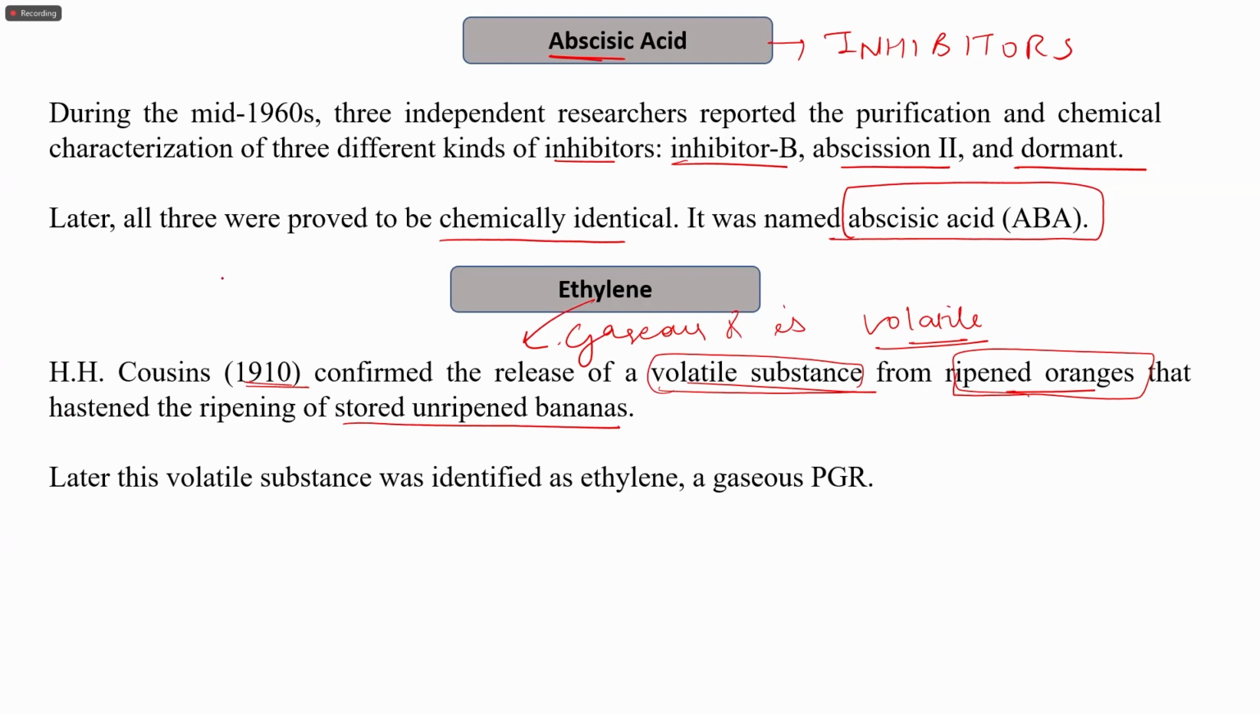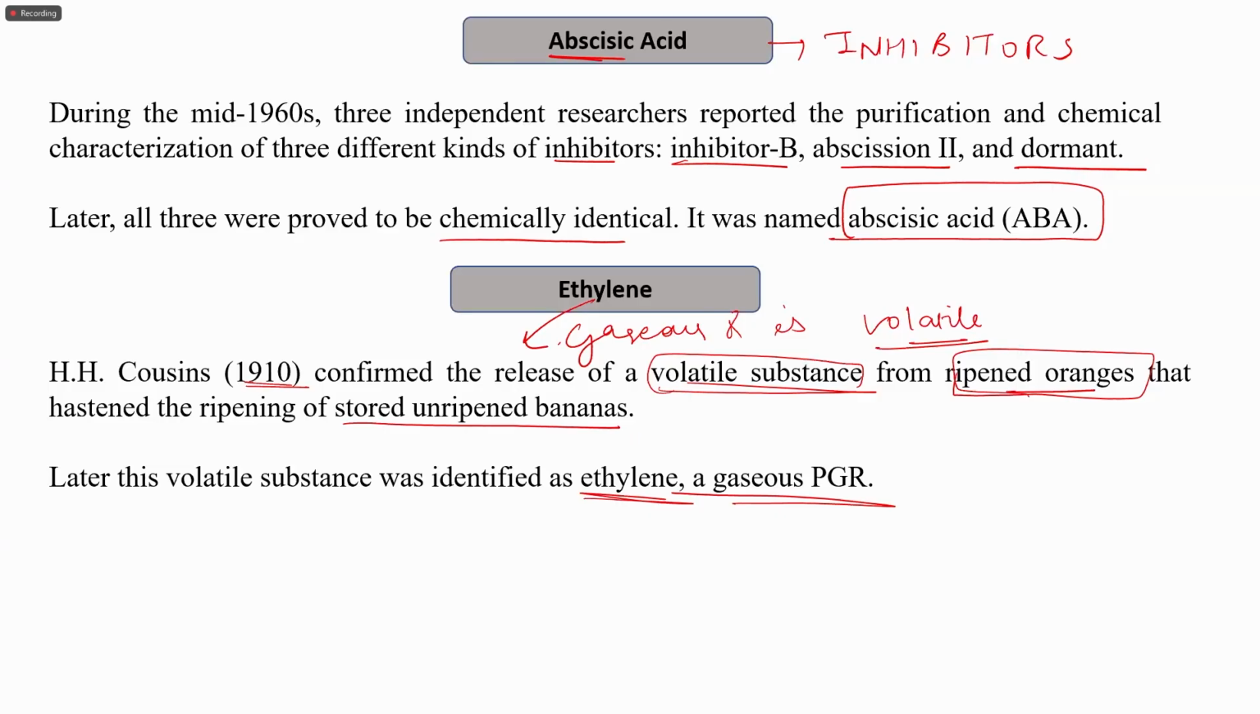You might have seen even at home, if there is some unripe fruit and we place it near ripened oranges or ripened apples, then the unripe fruits ripen rapidly. Why is this happening? Because of the chemical signal, ethylene, which is gaseous in nature and is volatile. Later, this volatile substance was identified as ethylene, a gaseous plant growth regulator.